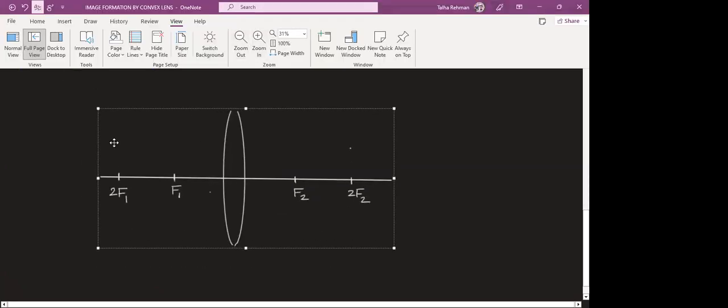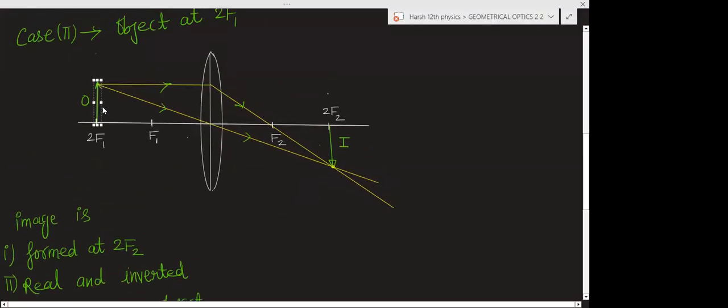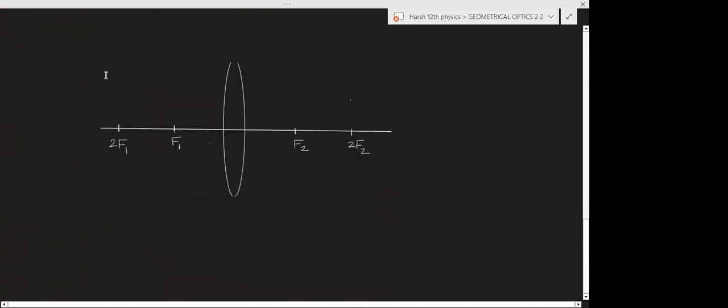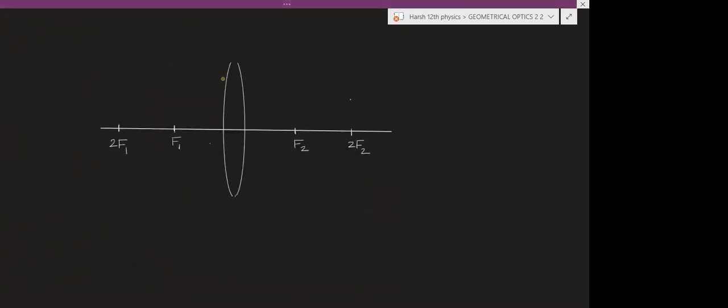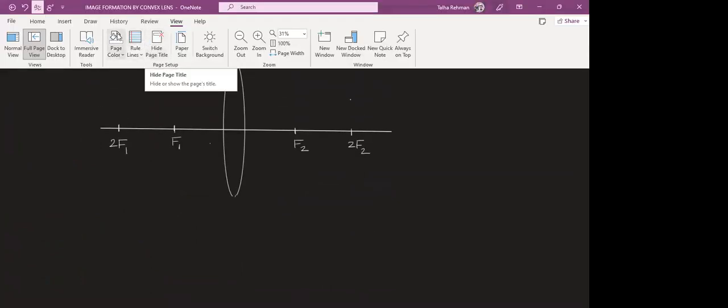This time we will place the object between 2f1 and f1. The image will be formed beyond 2f2, right? You are right.